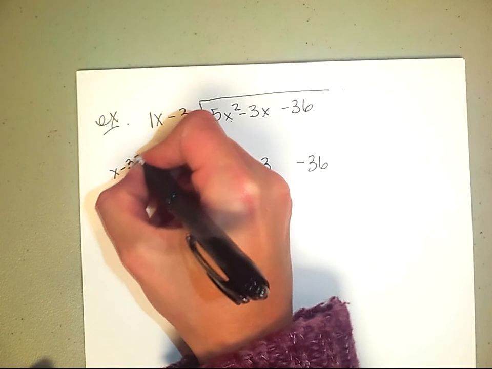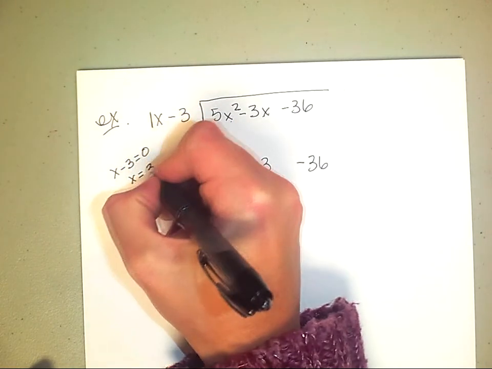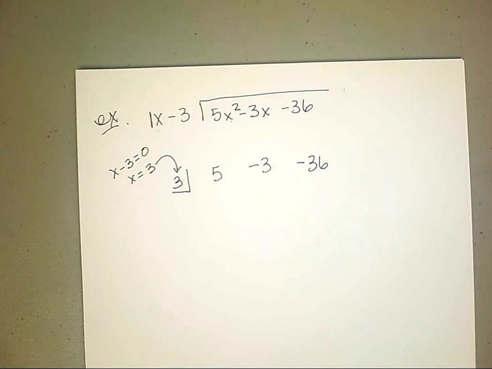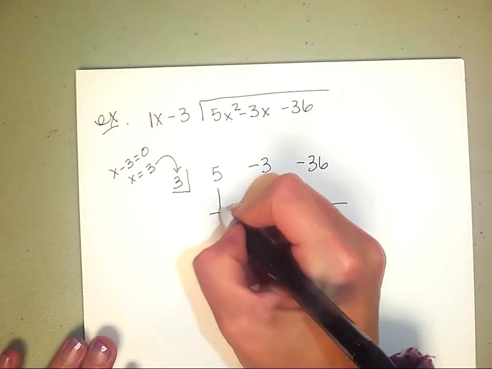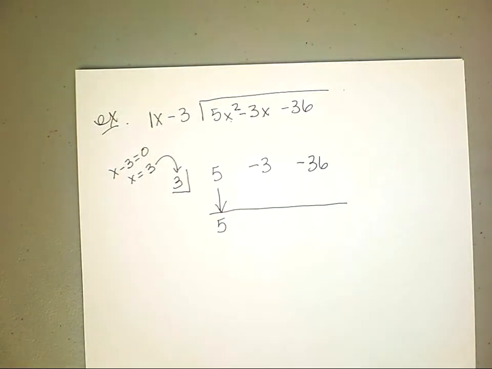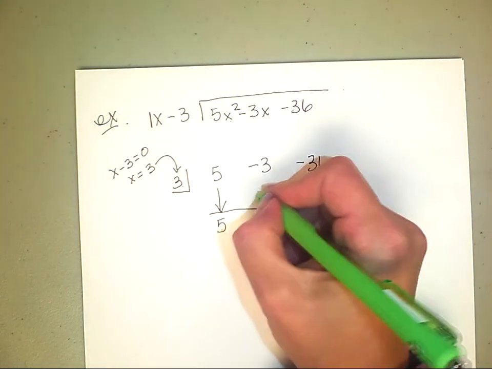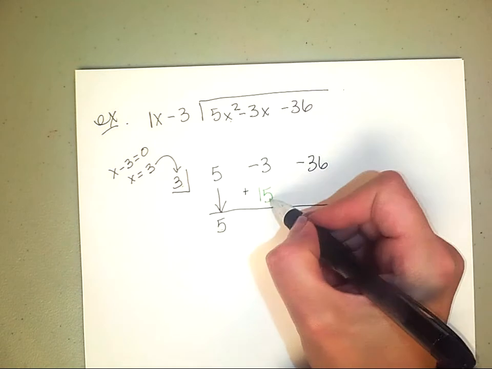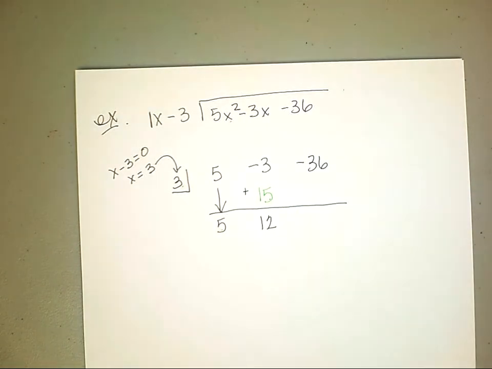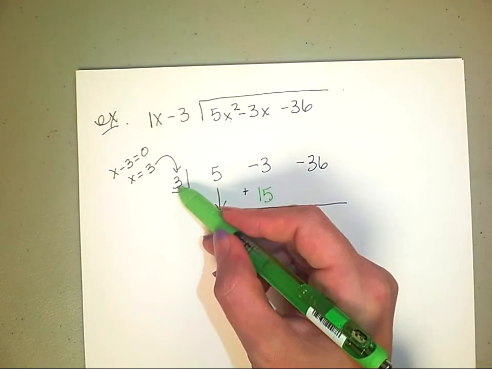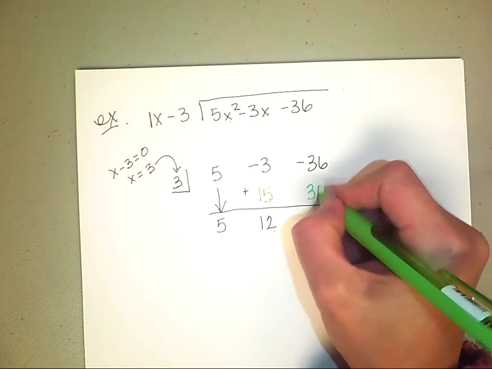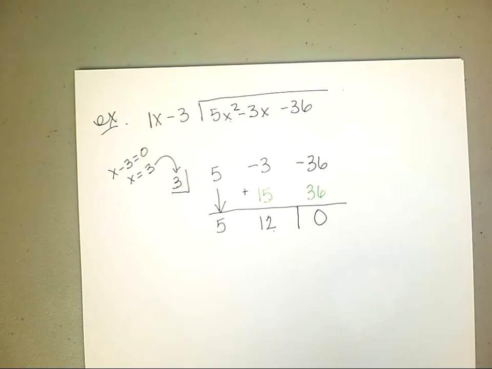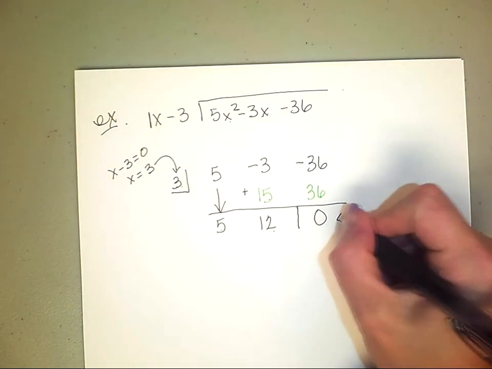And then remember, the number I write in here is if I was to place this equal to 0, then x would be equal to 3. So I write a positive 3 in there. And now we can start. You bring down the 5. Then you take 5 times 3 is 15. That gets added there. And we add negative 3 plus 5 is positive 12. And then we take 12 times 3, which is 36. And then when you add, the last number will be the remainder, and the remainder is 0.